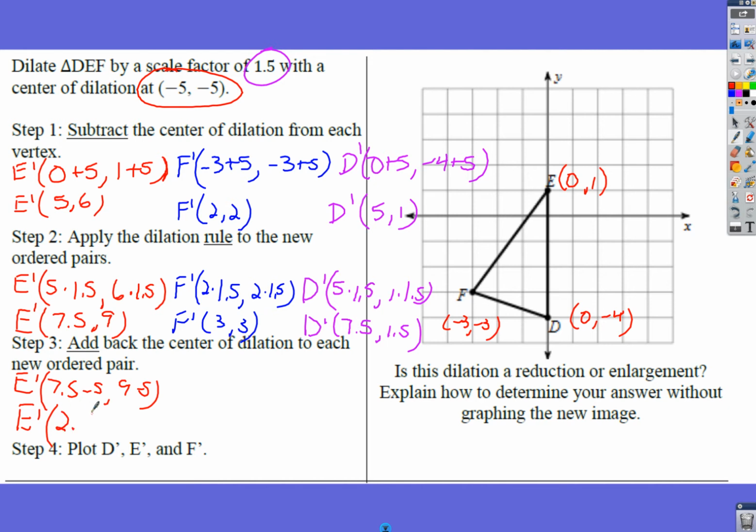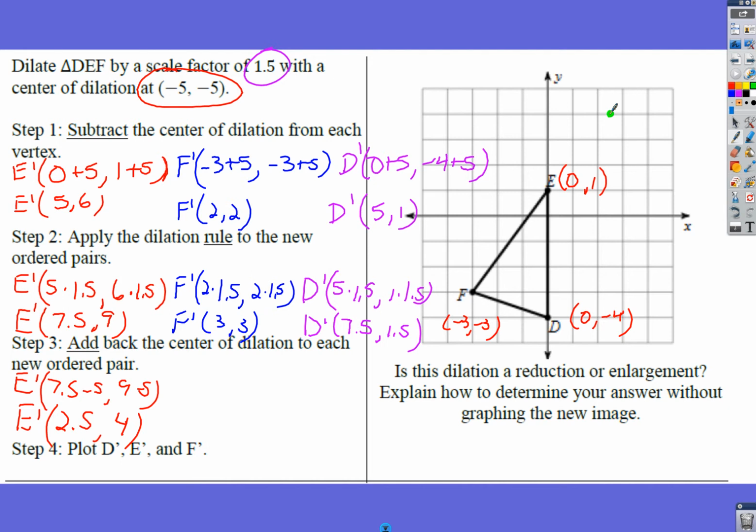7.5 minus 5 is 2.5. 9 minus 5 is 4. So 2.5 and 4. Let's use green to plot this. So E is going to end up at 2.5, 4. Now, before I even graph anything, was this an enlargement or a reduction? Enlargement, yeah, the scale factor is greater than 1. So I should be getting a bigger triangle than I started with.